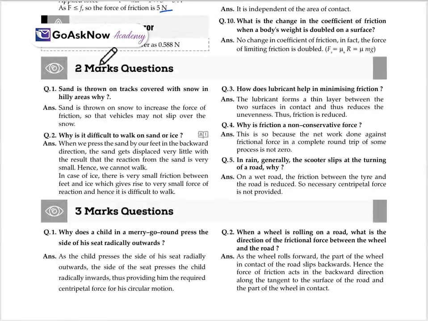Moving to the next 2 marks question. Why is it difficult to walk on sand or ice? When we press the sand with our feet in a backward direction, the sand gets displaced very little. As a result, the reaction from the sand is very small, hence we cannot walk. Another case is ice. There is very small friction between the feet and the ice, which gives rise to a very small reaction force, and it's difficult to walk. There is not good friction between the ice and the feet. That's why.